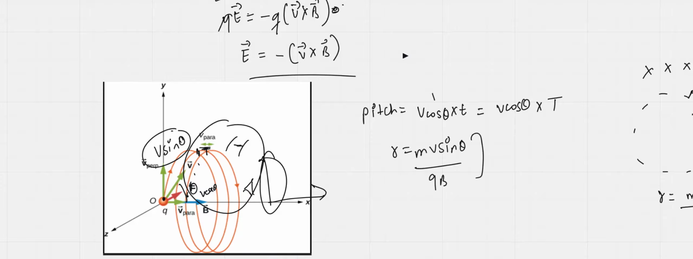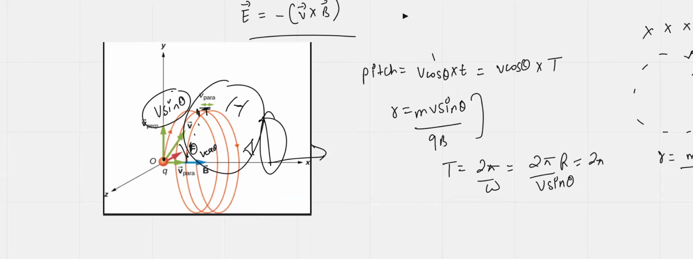Makes sense. What was the time period over here? The time period was basically 2 pi by omega. And omega is nothing but the velocity it had, whatever the radius it covered will be r. So 2 pi r by v sine theta, and r is nothing but the radius, right?